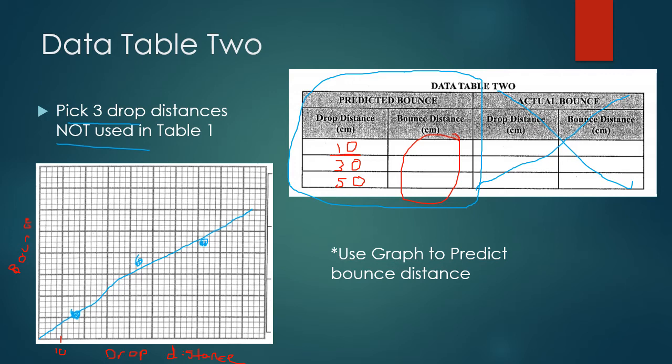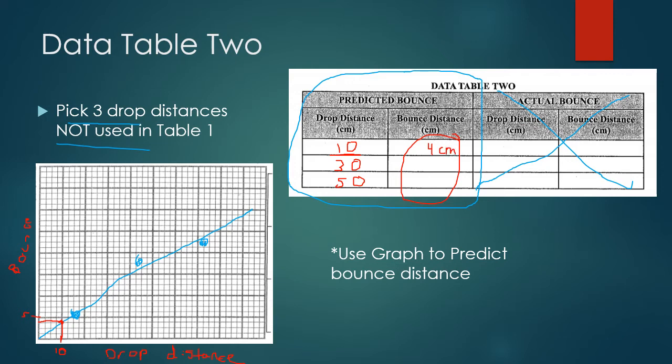So if I dropped it from 10 centimeters, how do I figure out what the bounce should be using the graph? Well, I find where 10 is on the x-axis, and I simply follow it up until I hit the straight line that I made. Wherever I hit that straight line, I follow it over and see where it landed on the y-axis. In this particular graph, it landed just below the 5. So if I dropped it from 10, my graph predicts that it's going to bounce approximately 4 centimeters.